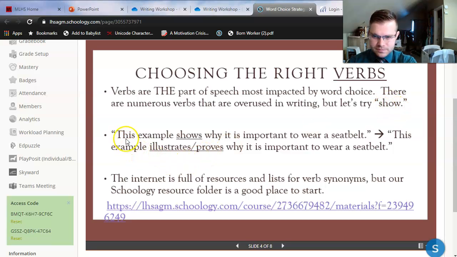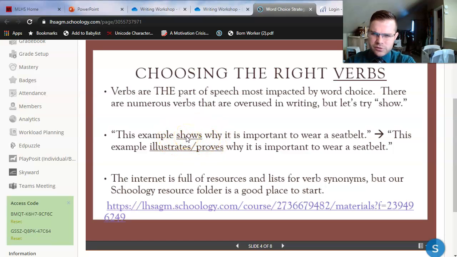Here's an example. You might see a sentence that says something like, this example shows why it is important to wear a seatbelt. Now, at first glance, that's actually a decent bit of commentary, right? Maybe we've got some evidence, an example, or a quote before this one. And then in our commentary, we're explaining how it shows why it's important to wear a seatbelt. Here's the issue. The word show can mean so many different things, right?